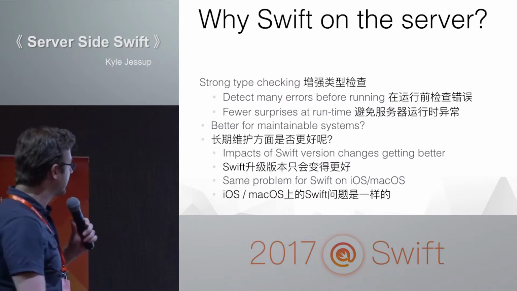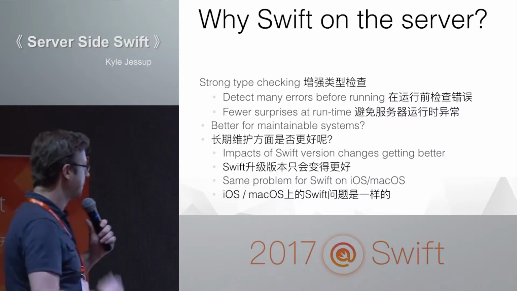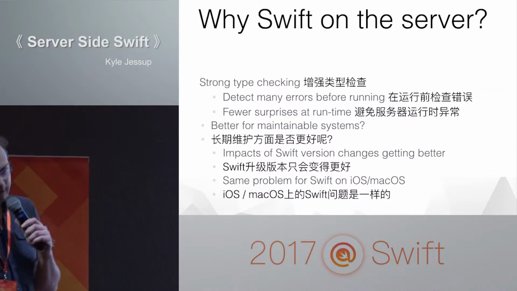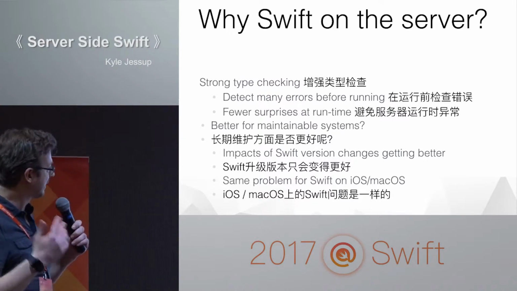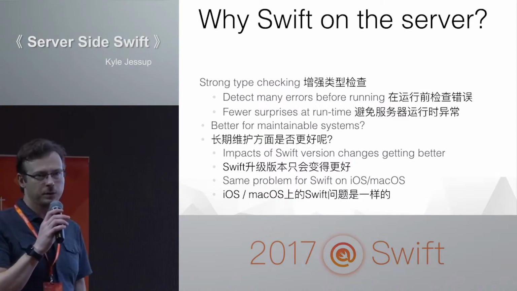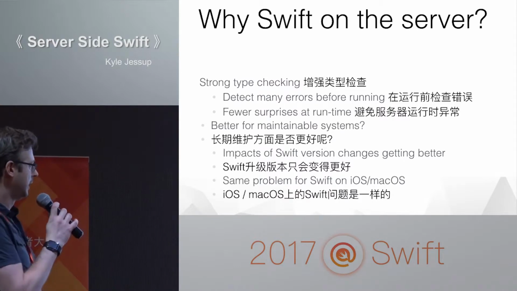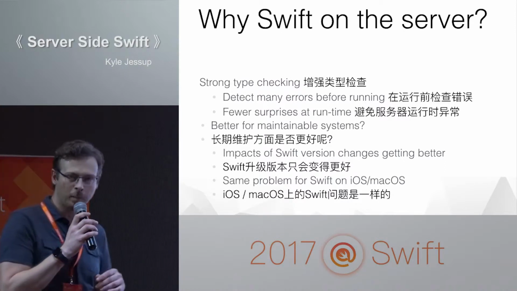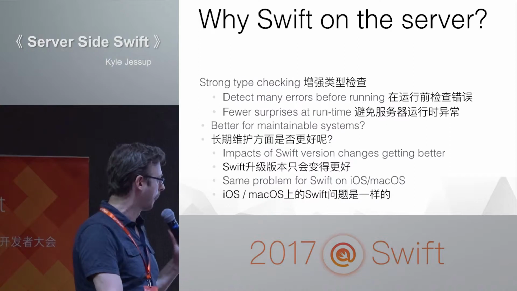My next point here is that Swift is better for maintainable systems because it has this strong type checking. And I put a question mark there because Swift is a very young language. It's going through a lot of changes, but the impacts of these changes are getting much better. I believe there were only a few issues that we had to account for moving from Swift 3.0.2 to Swift 3.1. And so as Swift ages, it gets better and better in that regard. There are fewer things that break as Apple releases a new version, or rather Swift.org.